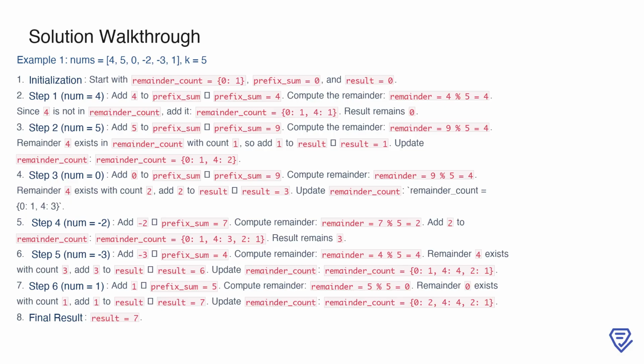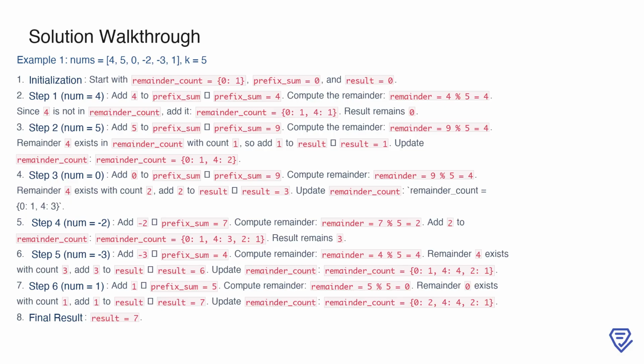Let's start with the array nums equals [4, 5, 0, -2, -3, 1], and k equals 5. Initially, we set up our variables: remainder_count as {0: 1}, to account for subarrays starting from the beginning, prefix_sum as 0, and result as 0.